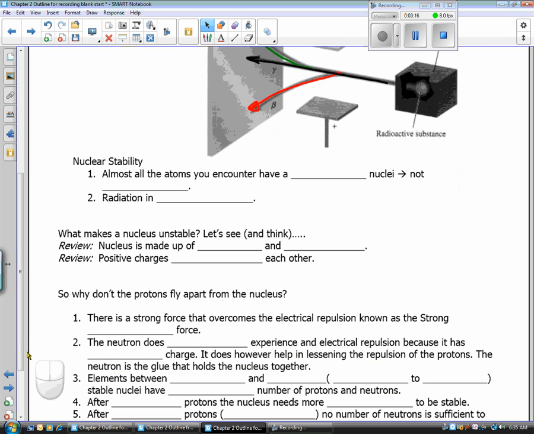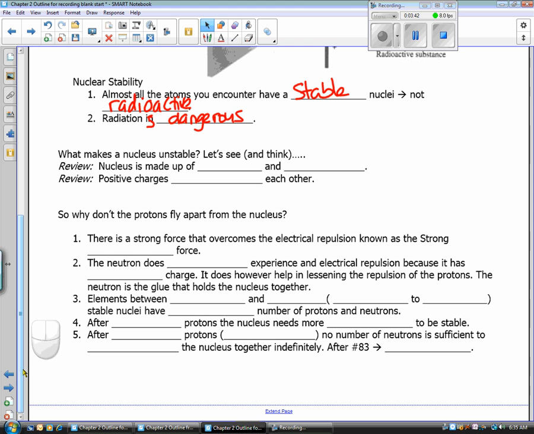Now, almost all atoms that you encounter in everyday life have a stable nucleus. They're not radioactive. Radiation is dangerous. You've heard of radiation before, especially now with cancer being so prominent in our society. It actually kills the cancer cells, so obviously it's not good if it's killing cells.